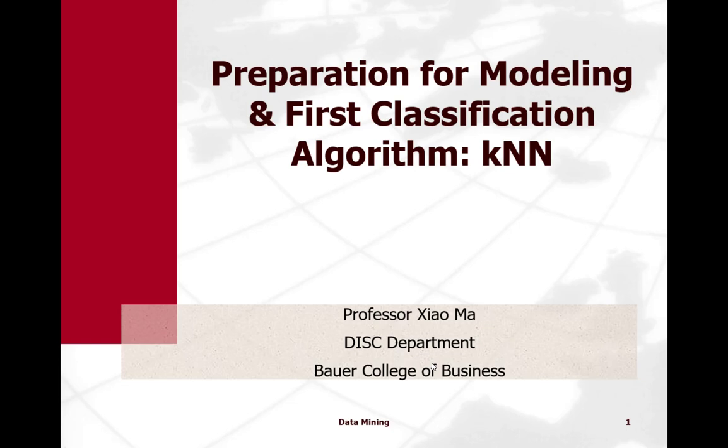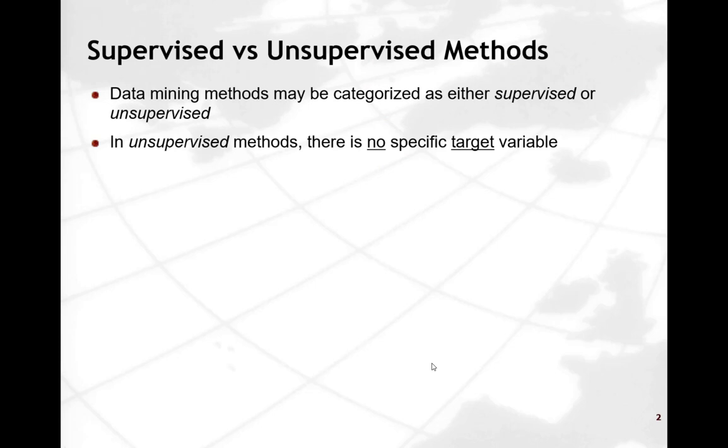All right, I'm excited to start this chapter because that's the meat of the predictions. That's the meat. So far, data mining methods have two types, supervised and unsupervised. The difference?